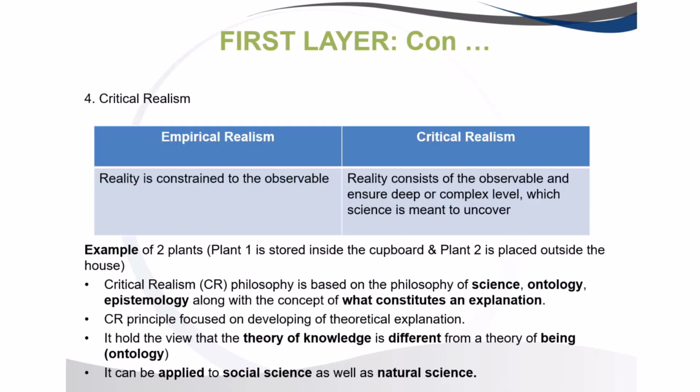Then the other philosophy is called critical realism. I think I've shared this slide sometime, if I'm not mistaken. But basically, when you look at critical realism, there are two of them. The first one is referred to as empirical realism, where it says reality is constrained to the observable. In other words, you are able to understand reality if you observe it.